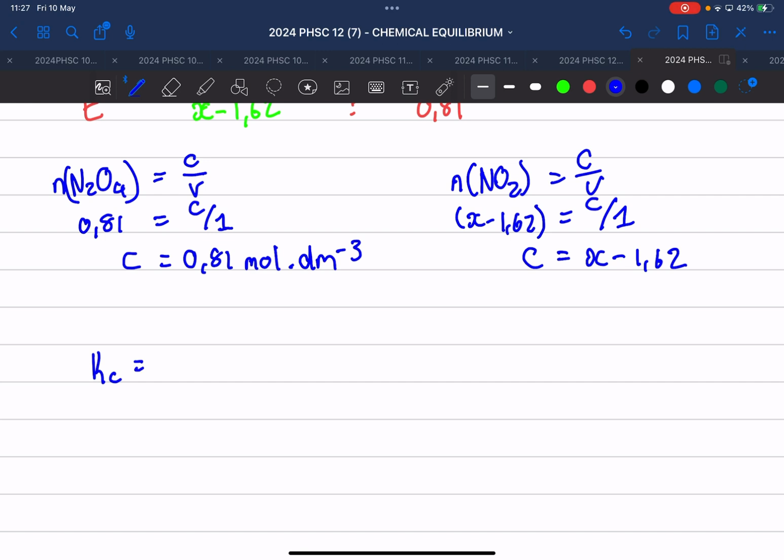Okay, so this will be 0.81 divided by X minus 1.62 squared. And that's exactly.